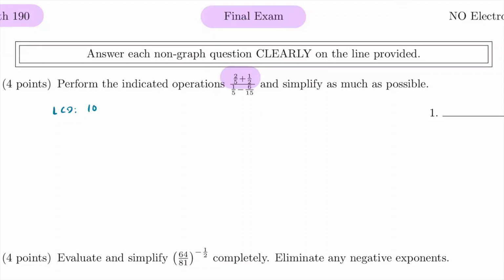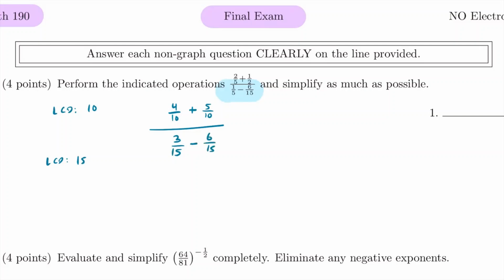So I would multiply 2 over 5 by 2 over 2. That will give me 4 over 10 plus, and then 1/2 I'm going to multiply with 5 over 5. So that will give me 5 over 10. And then for the denominators, for the bottom two fractions, our LCD is going to be 15. So we're going to multiply 1 over 5 by 3 over 3. So that'll be 15 in the denominator. So that's 3 over 15 minus, and the second fraction, there's no need to change because it already has 15.